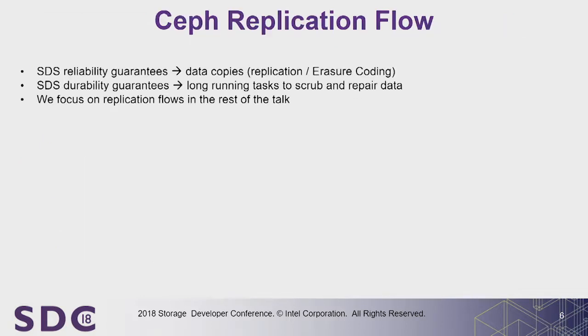So as an example, I'm going to focus more on the Ceph replication flow. But as I mentioned earlier, SDS reliability guarantees come through data copies, replication, or redundancy from erasure coding. The durability is via this long-running task called scrubbing in Ceph, or I think Swift refers to it as auditing. It's basically to make sure your data integrity check can always be successful. If not, there's a certain mechanism to make sure you bring back the right data to the storage device. And we're going to talk about the replication flow, particularly in today's talk.